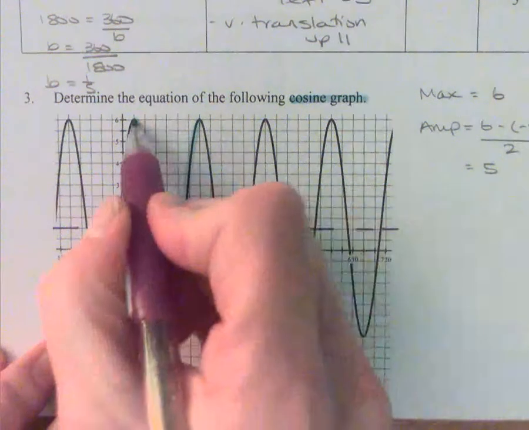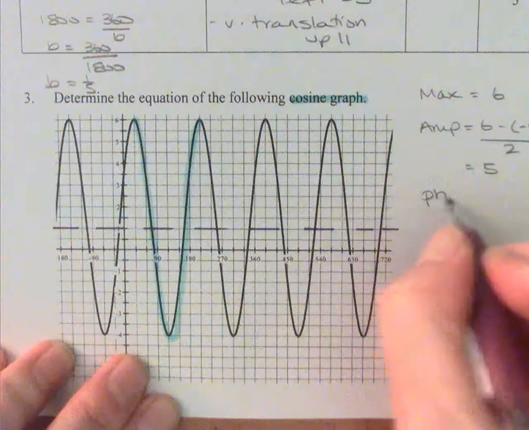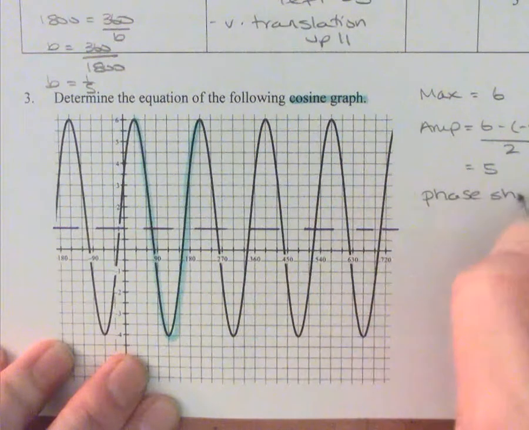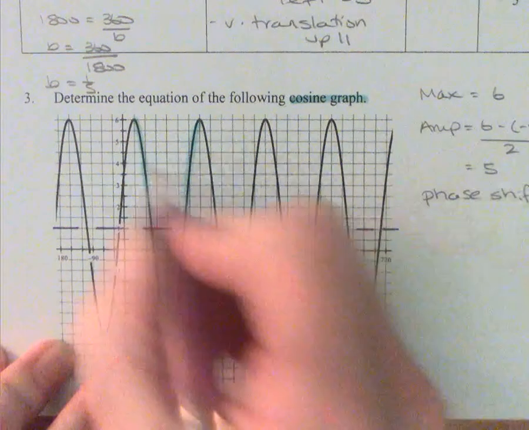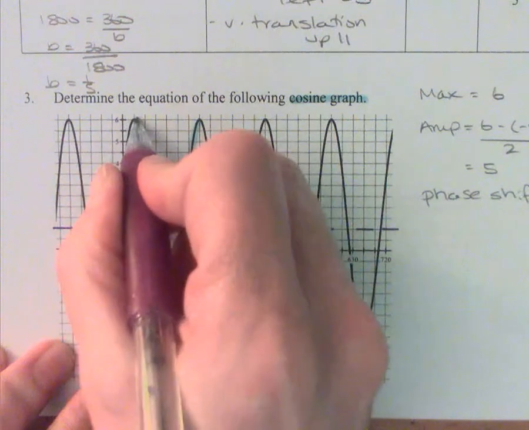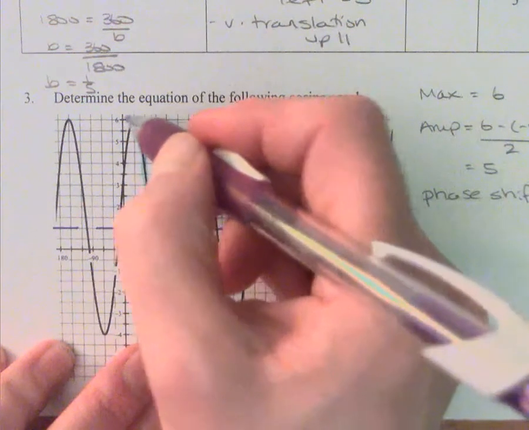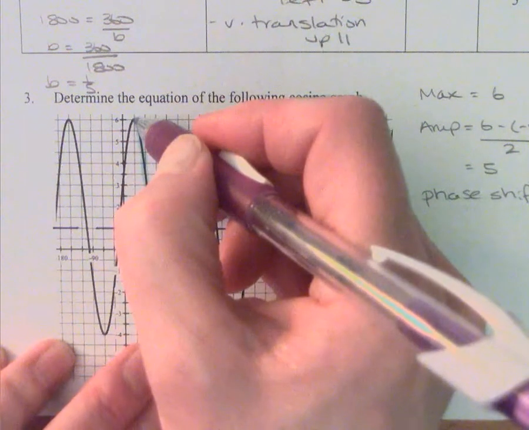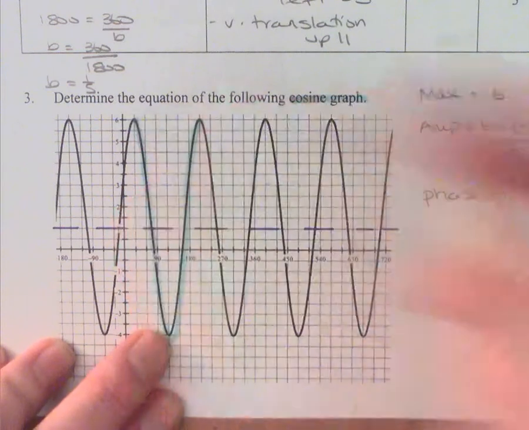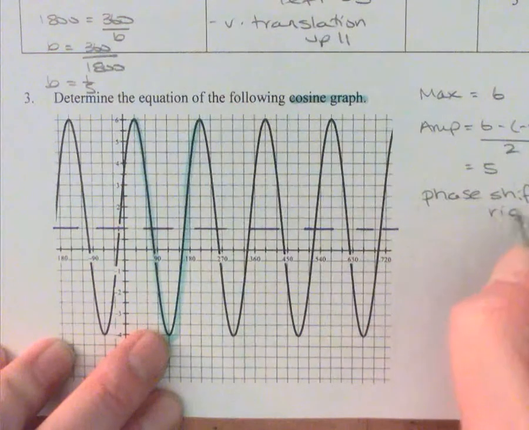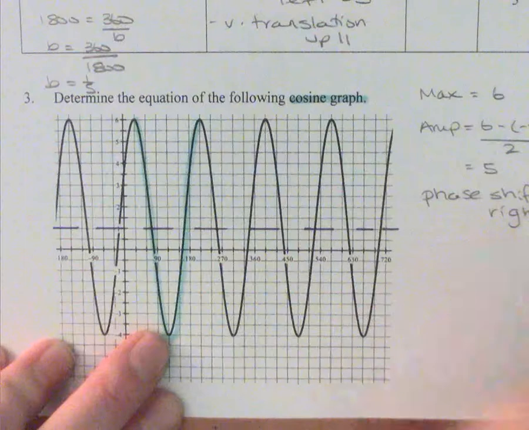So in this case, my phase shift is, well, how far off the y-axis did I go? That's how I determine my phase shift. So this is where a cosine graph normally starts. I'm one space off of my y-axis, so I'm 30 degrees off, and I went to the right. So my phase shift is right 30 degrees.